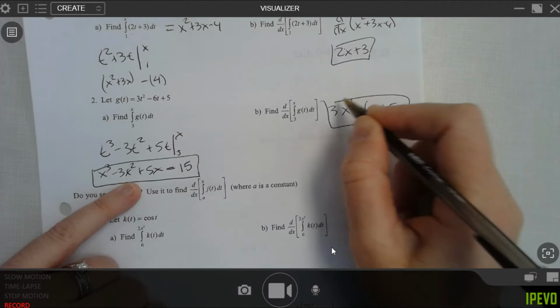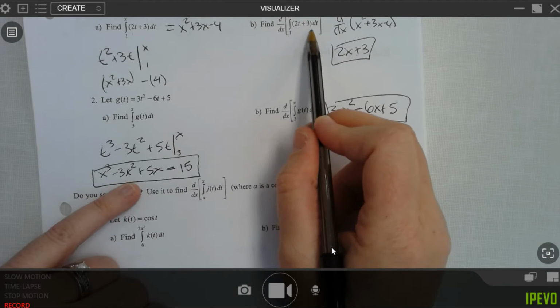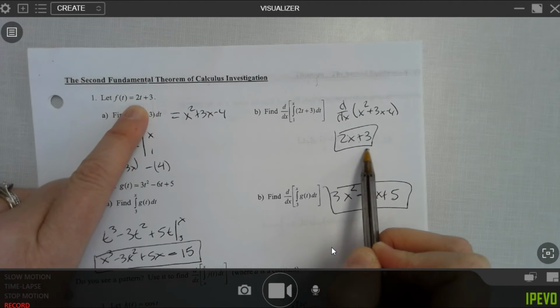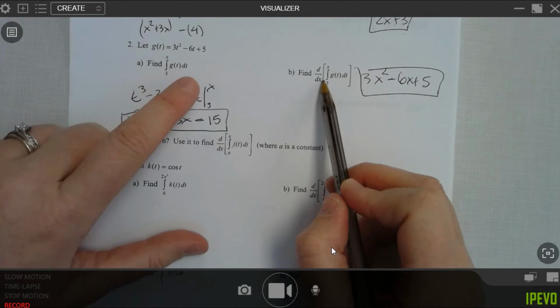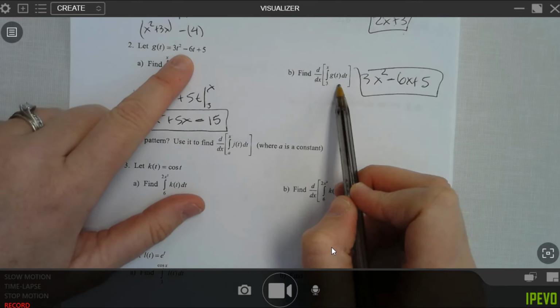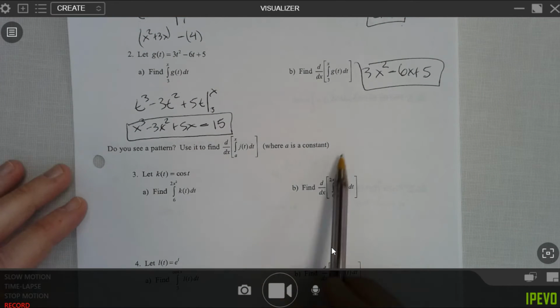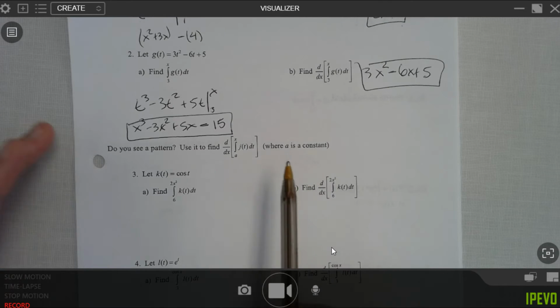And so what we should be noticing is that when I took the derivative of the antiderivative, I got my function back, just with an x instead of a t. I took the derivative of an antiderivative, I got my function back with an x instead of a t. So that's what we should have noticed.